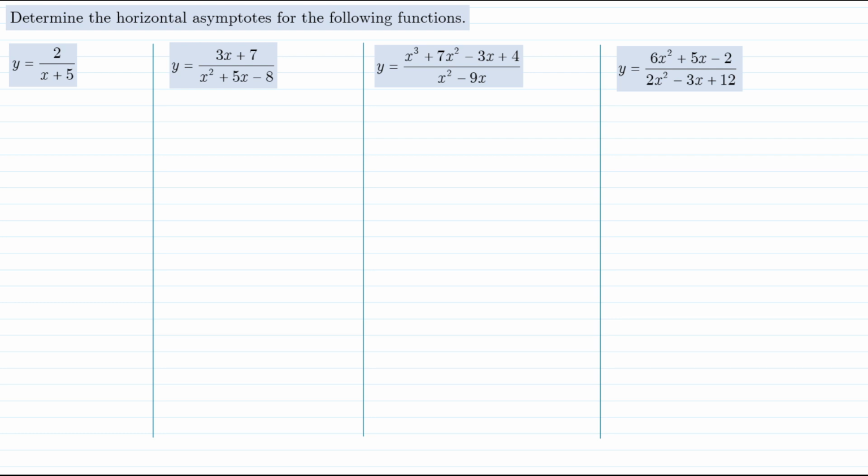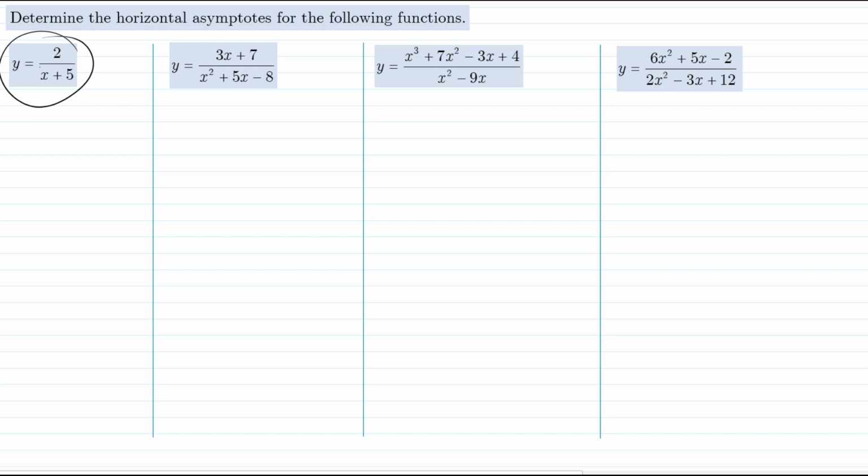Horizontal asymptotes are really just a number that the graph gets closer and closer to after a while, either on the left side or the right side of the graph. So they're related to end behavior. They don't have anything to do with domain issues. So how do we find them? Well, let's take a look at the idea behind horizontal asymptotes by starting with a really simple function here.